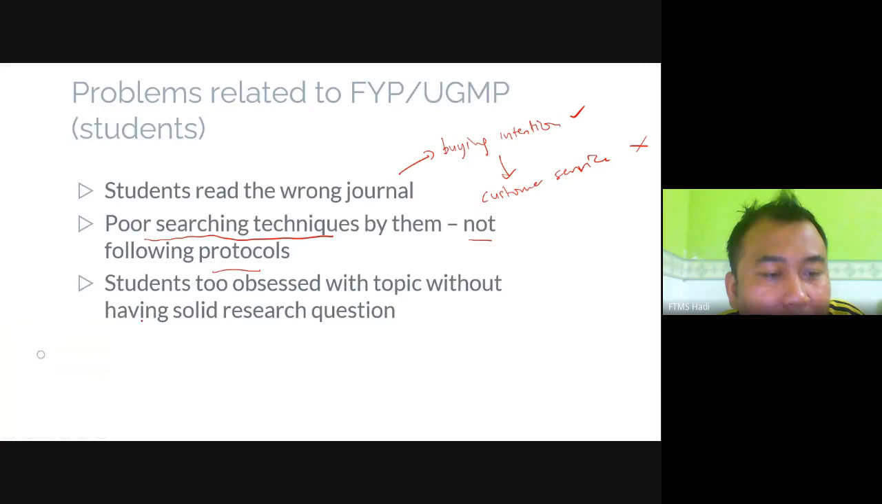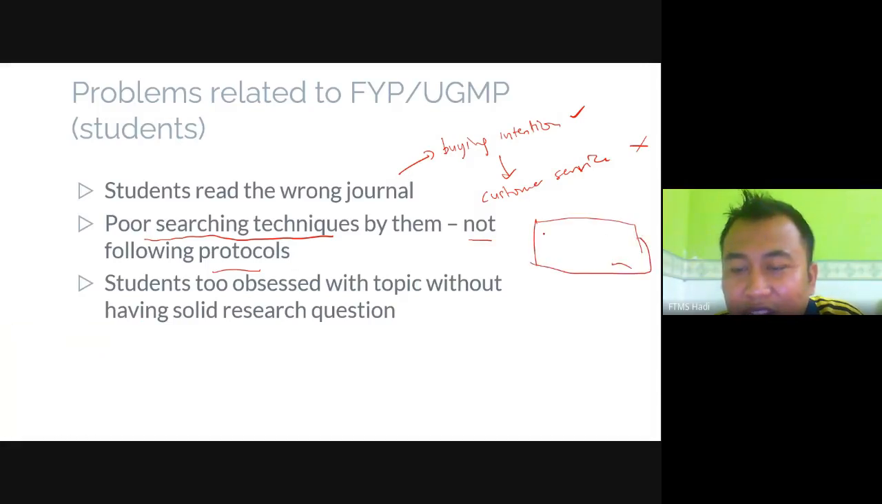Let's say this is Google, and then you search ABC, and then the results. Whatever the first result is, that's it, you just take it. You didn't look further down. Who knows, maybe the ones further down are more important than the upper ones. So the searching technique is very important, so that you get the desired journals. And then this is the last one.